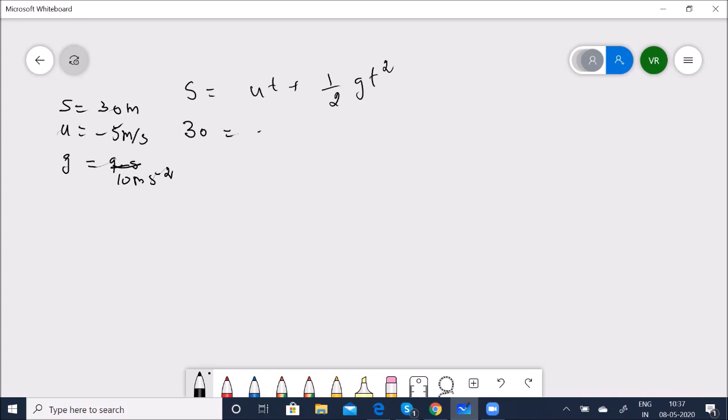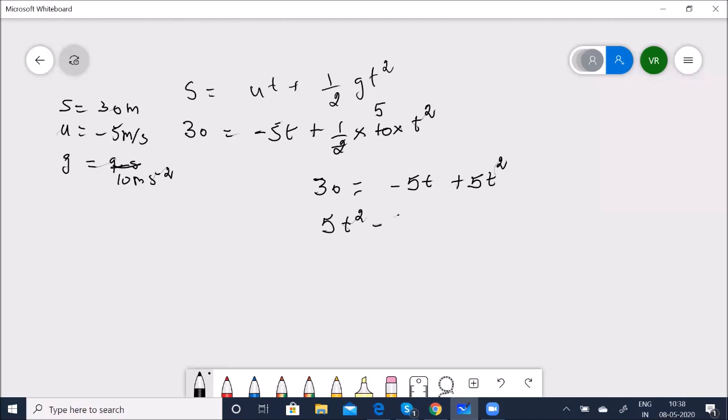So in this case, it is now going to be minus 5t plus half into 10 into t square. We need to find t, right? So we don't know t, so t square. Let us have this. So cancel this, that becomes 5t squared. So it becomes 30 is equal to minus 5t plus 5t squared. Or you can simplify it as 5t squared minus 5t minus 30 is equal to 0. Or divide throughout by 5, that will give you t squared minus t minus 6 is equal to 0.